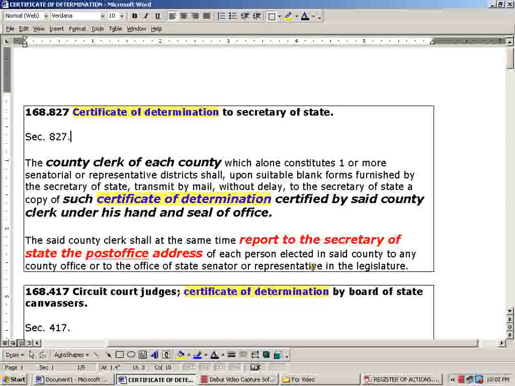This thing about this post office address is going to be interesting too, because, right, they didn't say mailing address, they said the post office address. Not street address, not residence, they said the post office. What the hell's a post office address got to do anything?